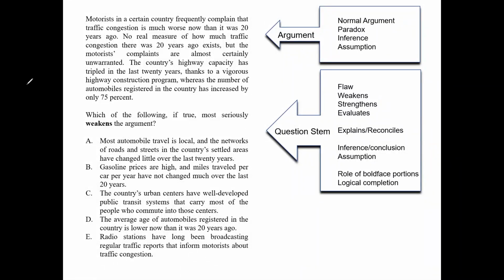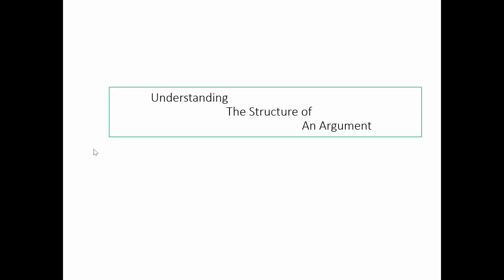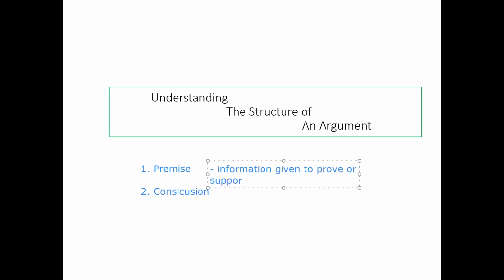So first of all, let me make you understand what is a normal argument. A normal argument or a general argument means it has two components. Number one, premise. Number two, conclusion. Premise means information that is used to support the conclusion. Information given to prove or support the conclusion. That is called premise.